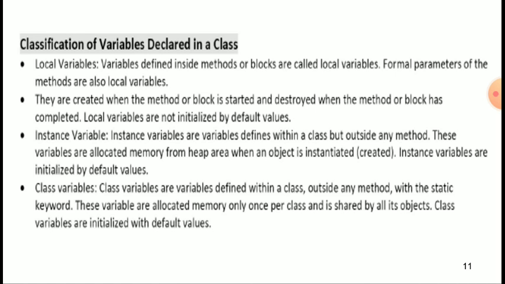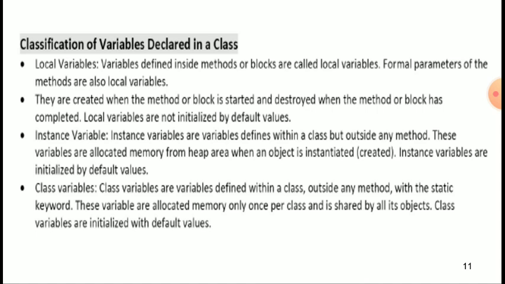Instance variables are variables defined within a class but outside any method. These variables are allocated memory from the heap area when an object is instantiated, that means created. Instance variables are initialized by default values. So that is the instance variable. And next is the class variable. First is the local variable, next is the instance variable, third is the class variable.